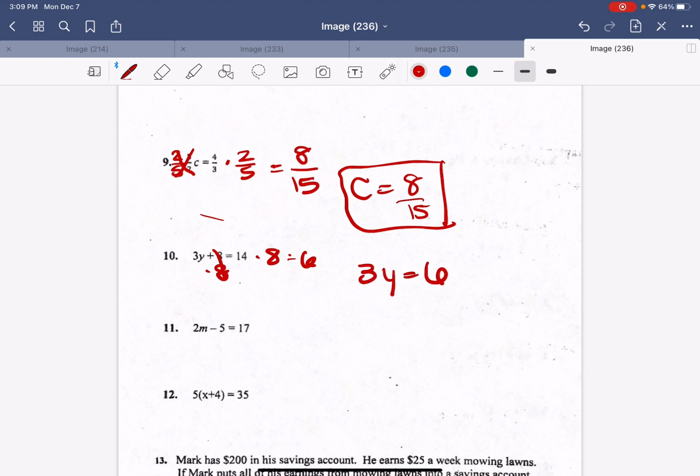So now my second step is to move the number attached to the variable, which is the 3. And right now it's multiplying, so I'm going to divide by 3 and divide this side by 3. So now it is y equals 2.